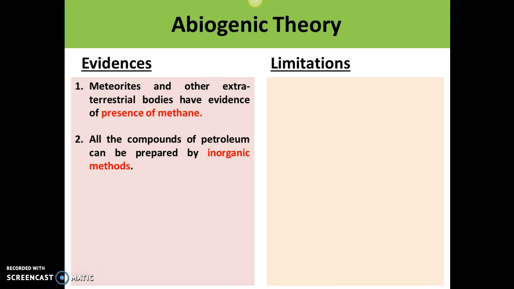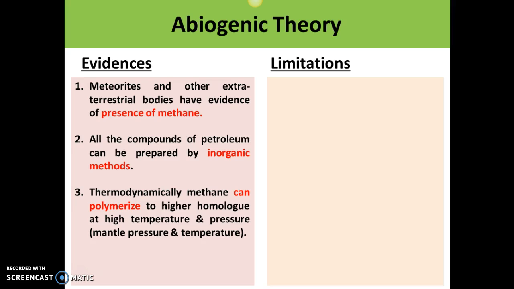However, you have to make sure that oil cannot be synthesized. Third, methane can polymerize to higher homologues by applying high temperature and pressure similar to the mantle pressure and temperature. And then lastly, oil is found in granitic rocks of Vietnam. That is an unusual deposit of petroleum because oil is usually formed from sedimentary rock.